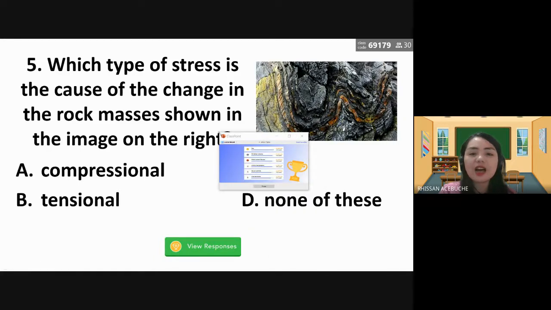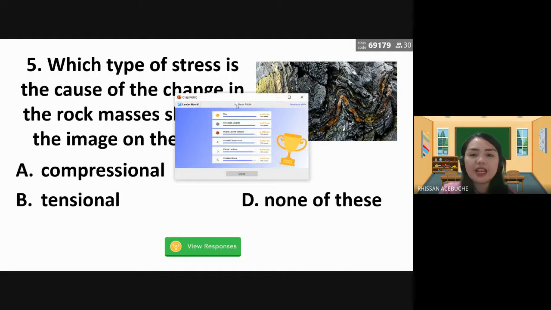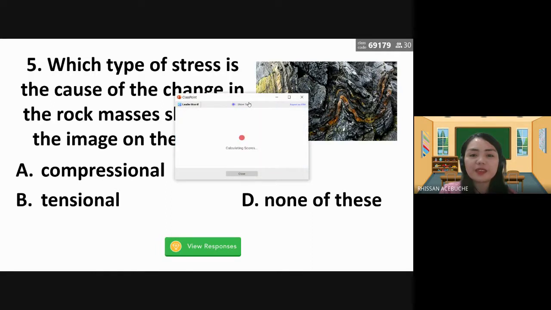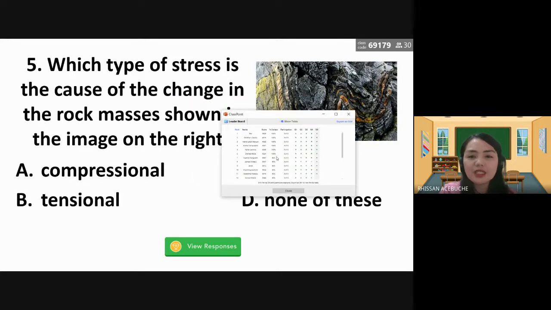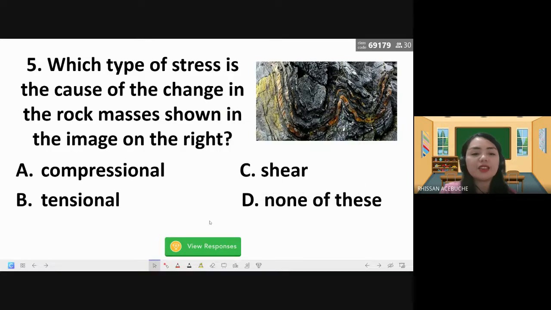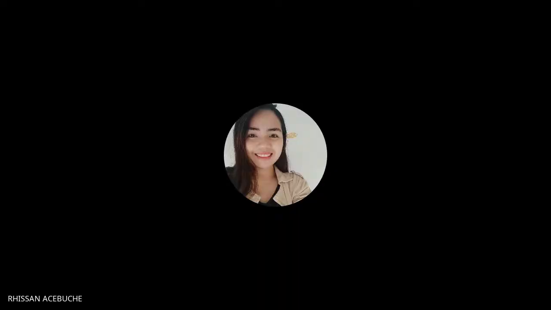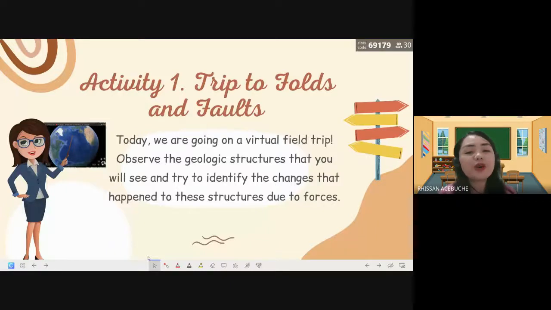So let's see how the class did in our pretest. It will be calculating your score for the pretest as we can see here. All right, so 12 people got 80% and above. Later, we will check your score on folds and faults.